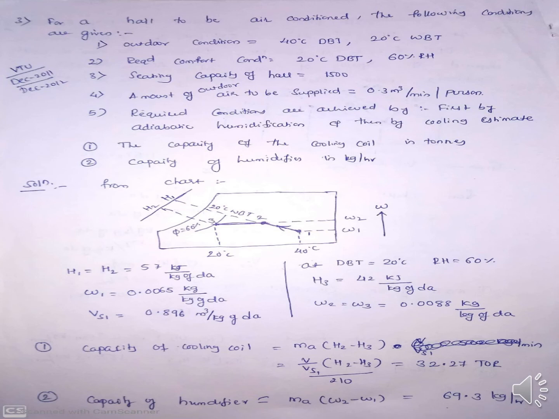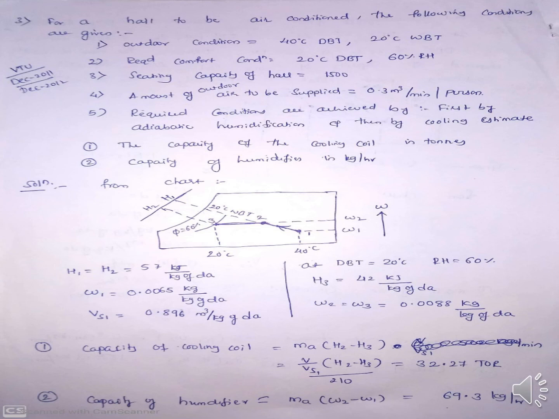One more problem we will solve here. Suppose we have a hall and it needs to be air conditioned. The following conditions are given. The outdoor conditions are 40 degrees Celsius DBT, 20 degrees Celsius WBT. The required comfort conditions are 20 degrees Celsius DBT and 60% RH. The sitting capacity of the hall is 1500, right? And the amount of outdoor air to be supplied is 0.3 meter cube per minute per person.